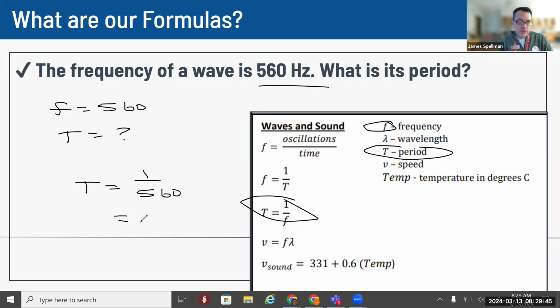So it's going to be 0.00, basically like 18. And again, this is its period. This is going to be in seconds. And you may say, did I get something wrong with that? That's a really small number.